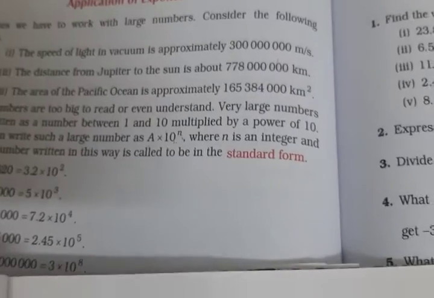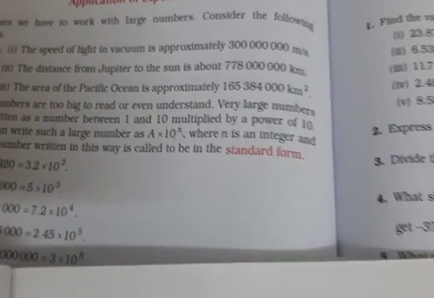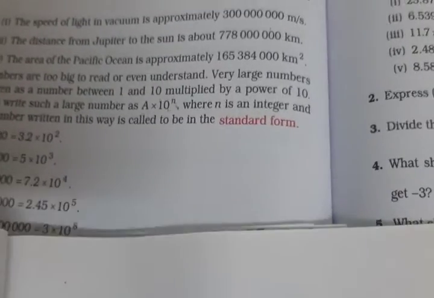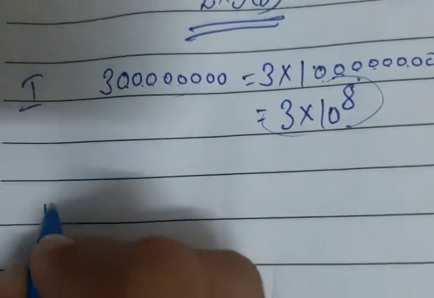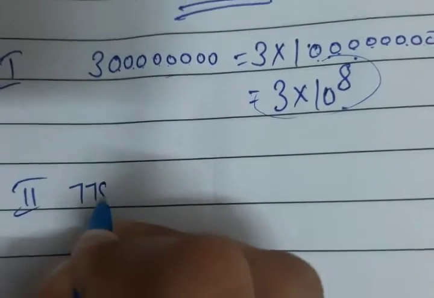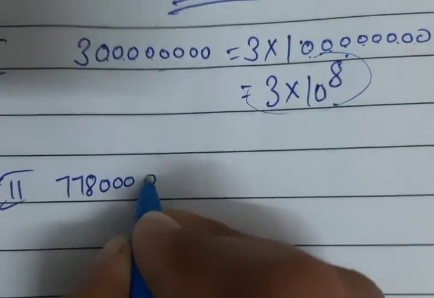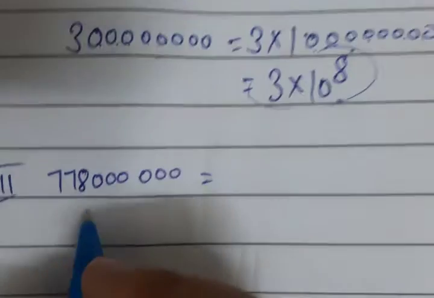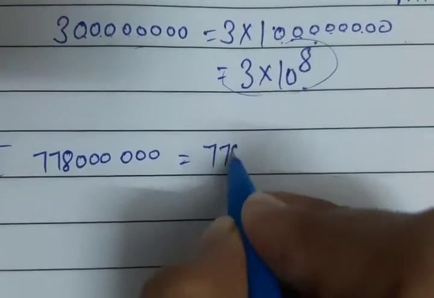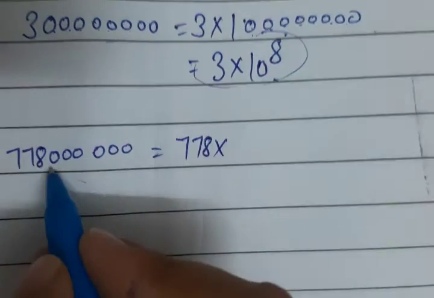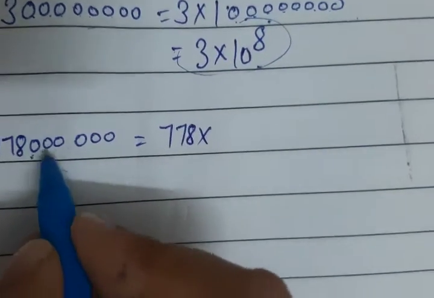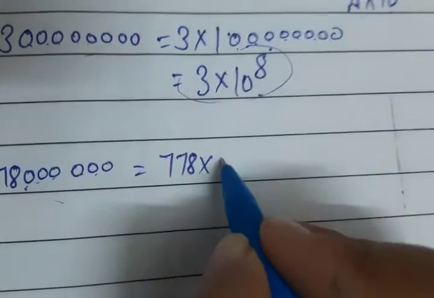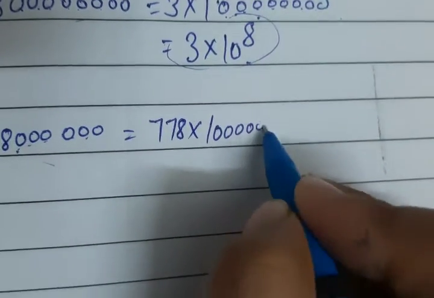Understand? Now let's come to the second one, 778. How many zeros will come? 6 zeros. Now how will we write this number? 778 followed by 6 zeros will come. Firstly, how will we write it? 778 as it is, multiplied by 1 followed by how many zeros? 1 2 3 4 5 6.